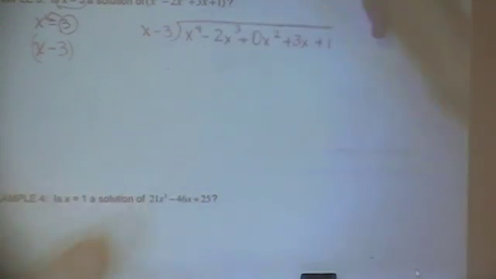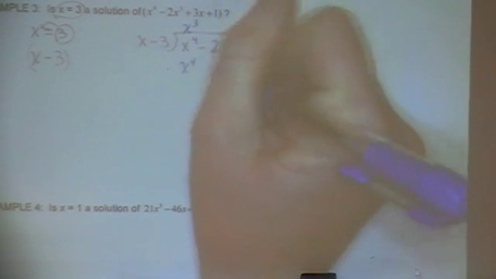So x cubed, right? So x to the 3rd. Once you figure that out, you go ahead and multiply. X to the third times x would be x to the fourth. X to the third times negative 3 would be negative 3x to the third. Now, you change the signs on everything underneath. So the x to the fourth becomes negative, and the 3x to the third becomes positive. Adds straight down.